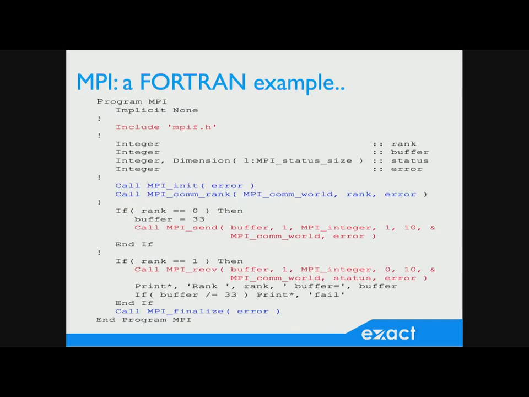So this is a very simple example, a little bit more complex. We call MPI init, call MPI comm rank. If I am rank equal 0, I can say buffer equal 33. Then I call MPI send with buffer, one element of MPI integer, to processor 1, tag is 10, MPI comm world, and the error. And then if I am rank equal 1, then call MPI receive and so on.